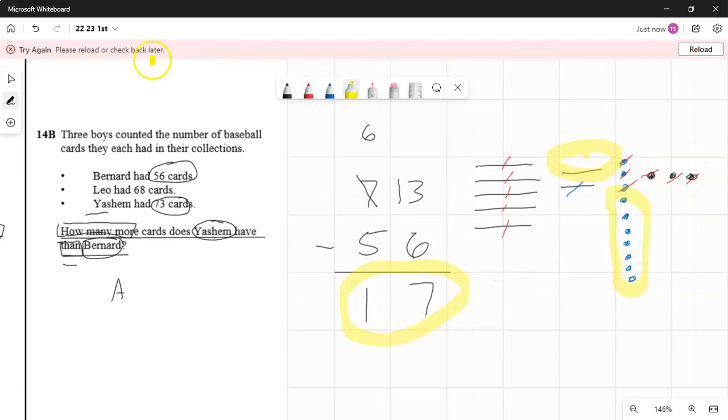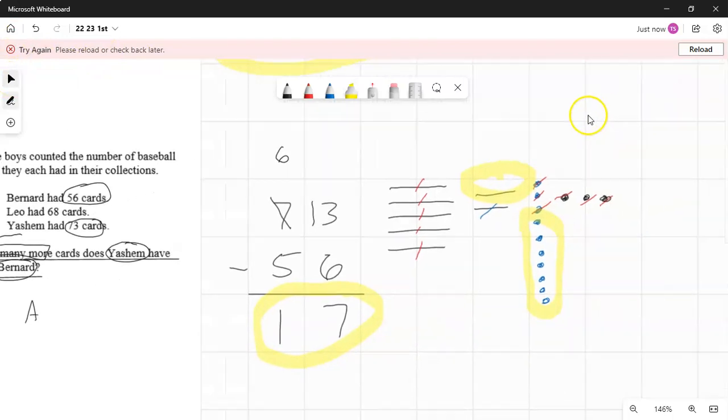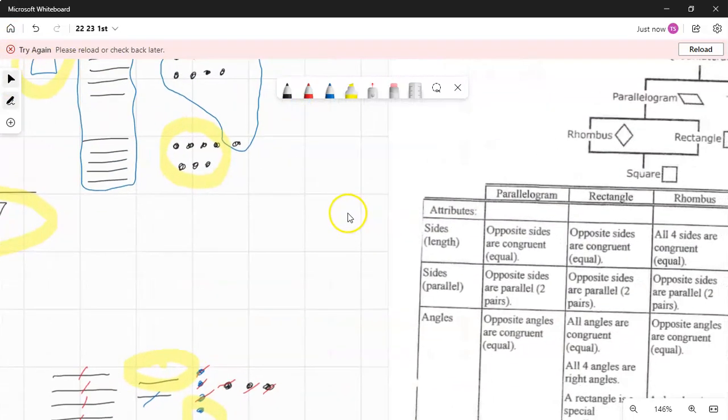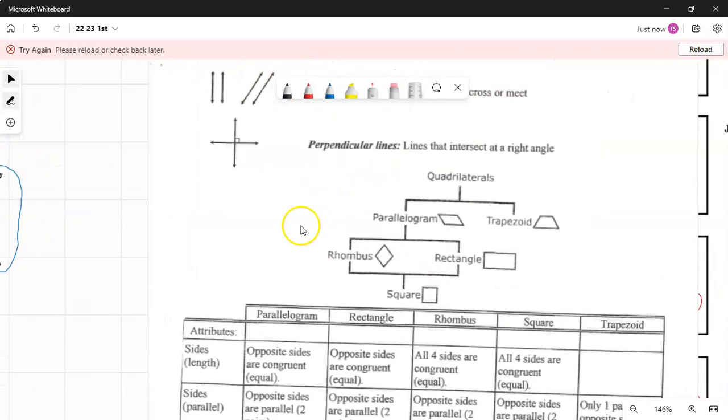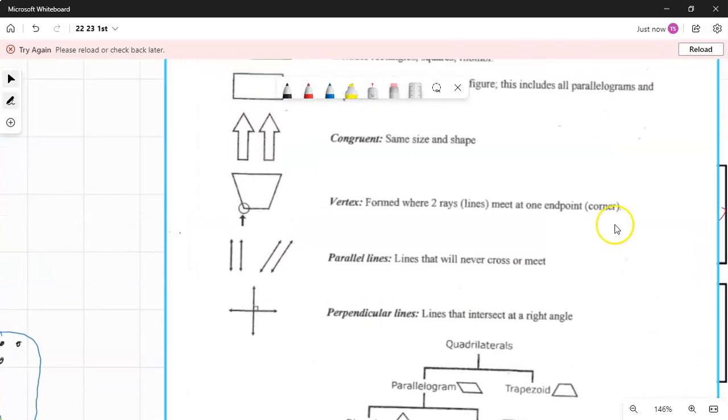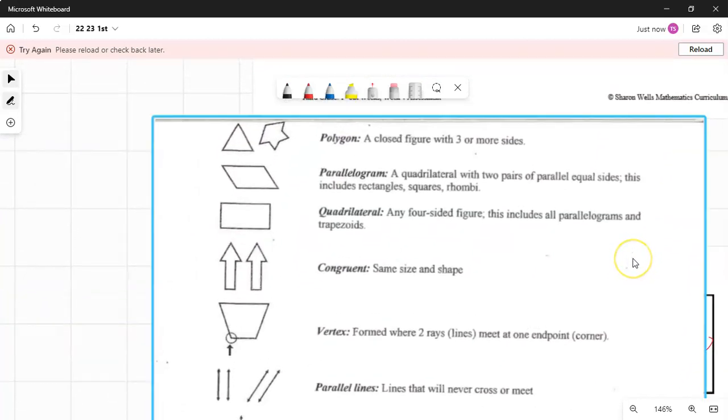Let's go ahead and talk about 2D shapes. We worked with 2D shapes a little bit yesterday. We counted the sides and counted the vertices. Today we're going to talk a little bit about the vocabulary of 2D shapes. The 2D shapes that we're going to talk about are polygons. A polygon is a closed figure with 3 or more sides, and the sides are all straight. So if it has a curved side, it's not a polygon.